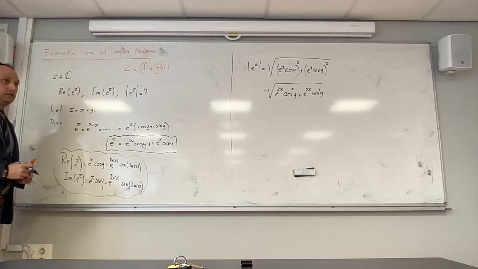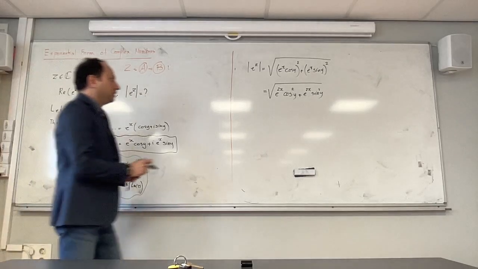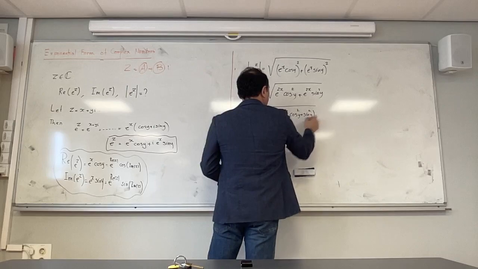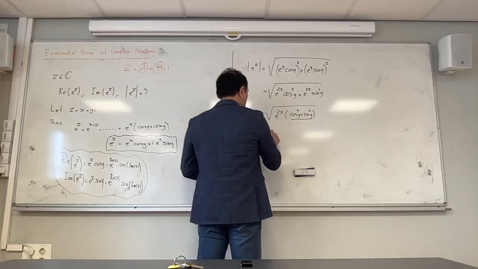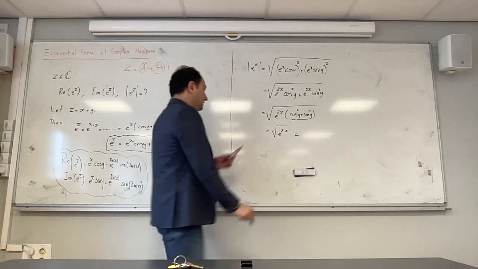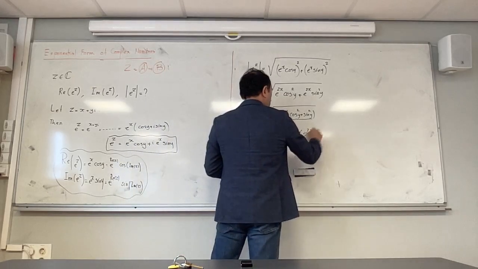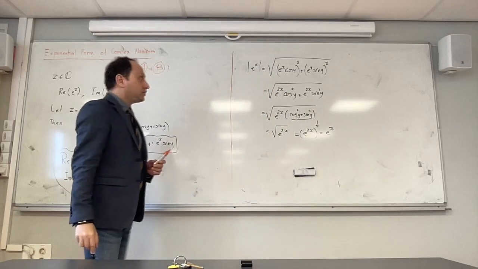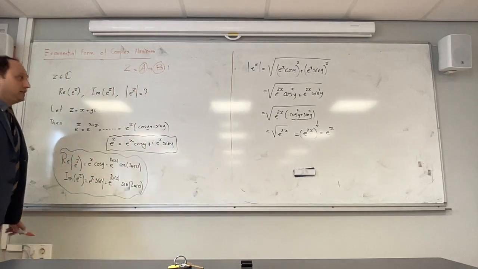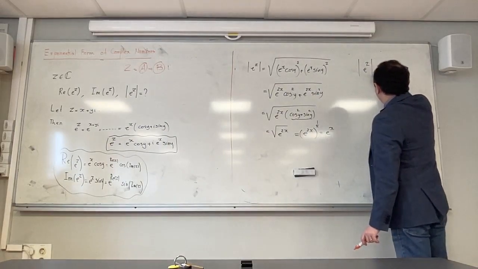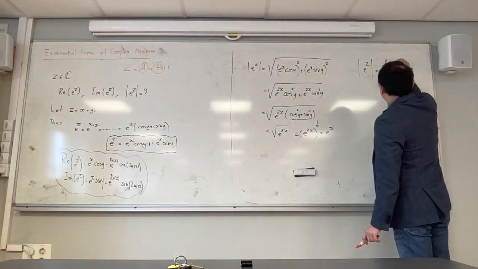What do you think I will do now? Factor e to power 2x. So what happens is it becomes square root of e to power 2x, then I will have cosine y squared plus sine y squared, but this is famous. What's that? 1. So this becomes square root of e to power 2x. What's the answer? This means e to power 2x to power 1/2. So this becomes simply e to power x. So the absolute value of e to power z is e to power x. So if I want to write it, absolute value of e to power z is e to the power of real part of z.